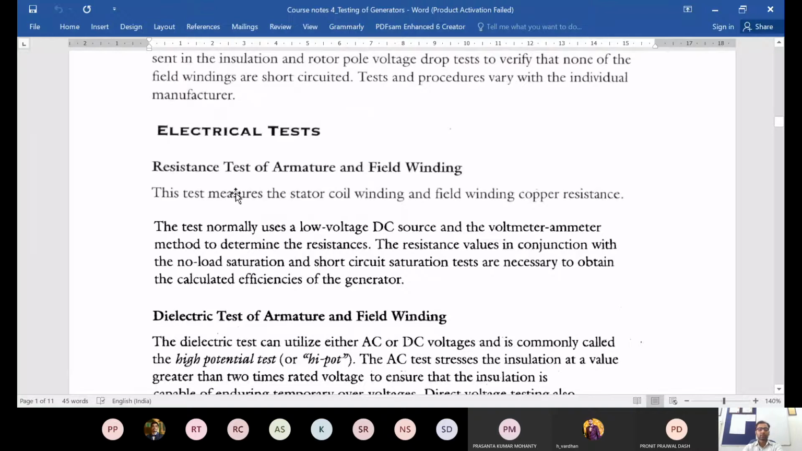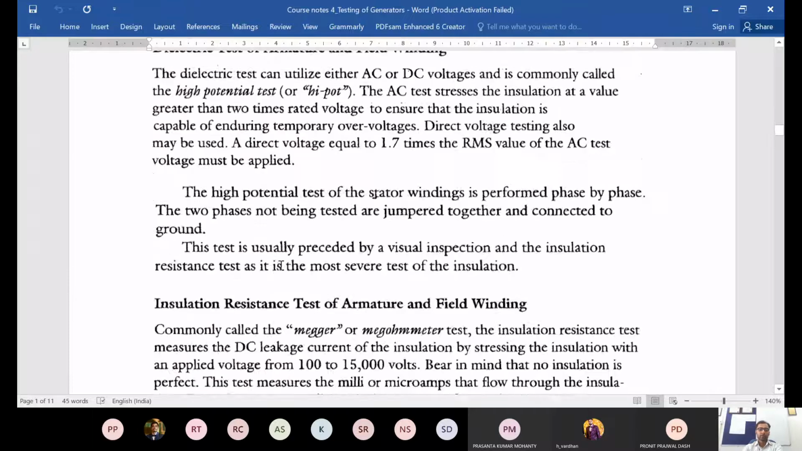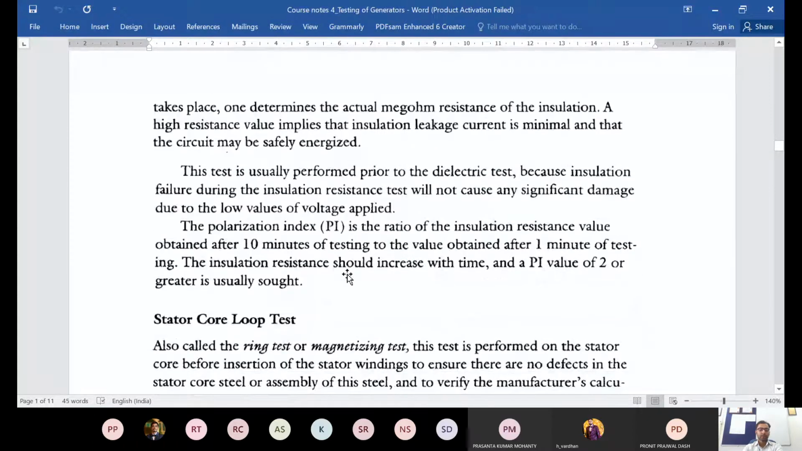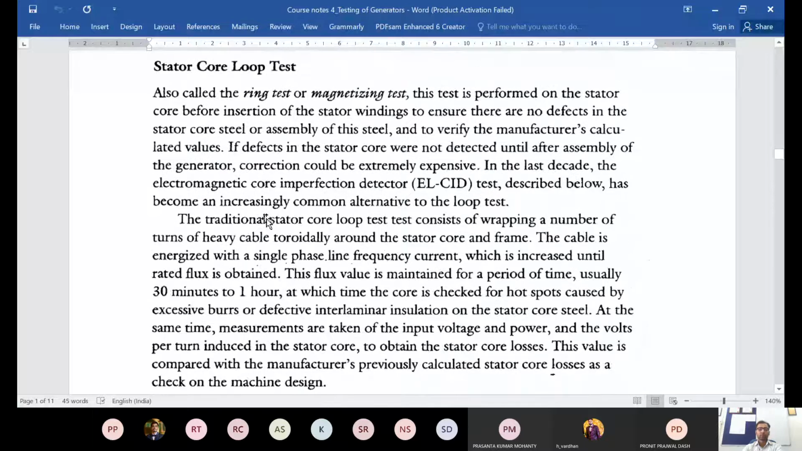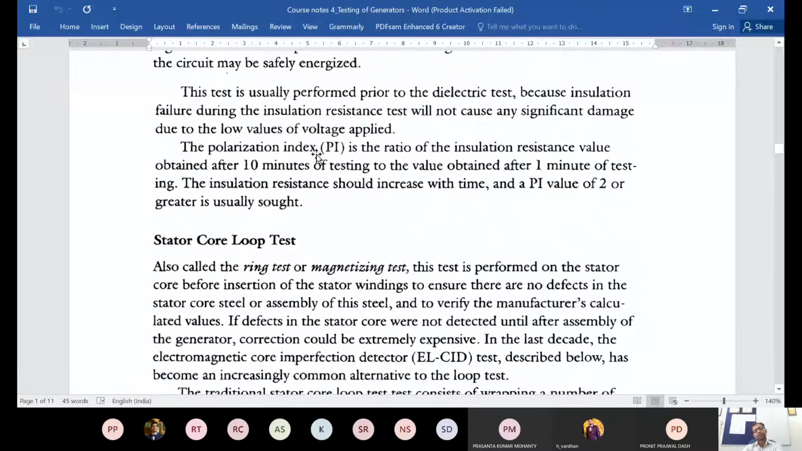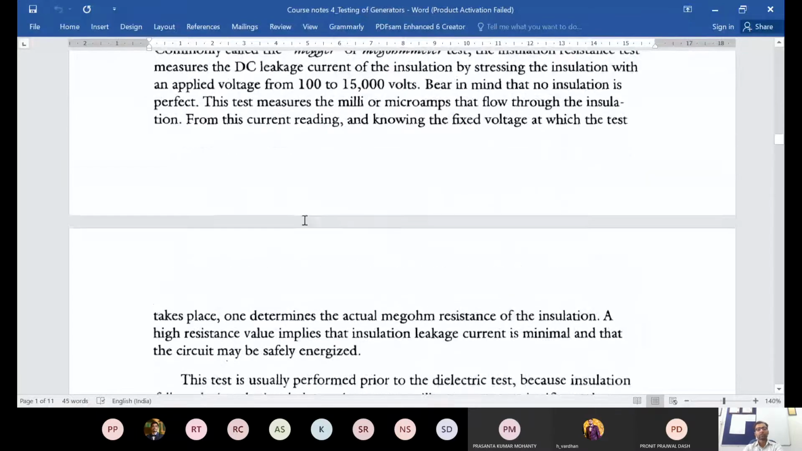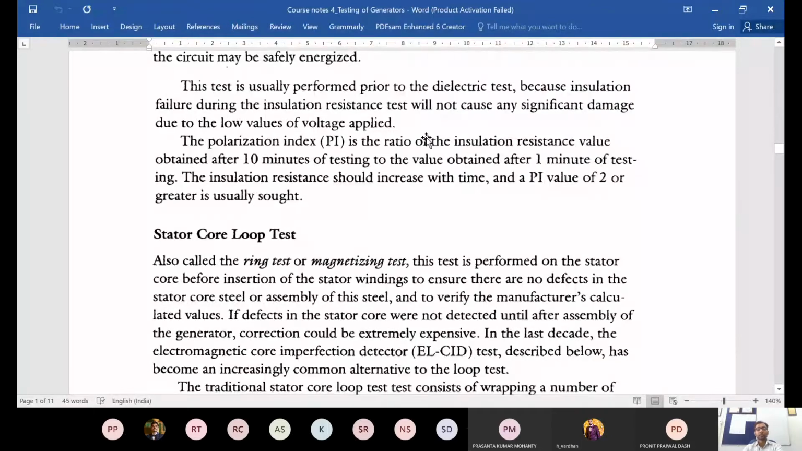Last class we discussed the resistance test of armature and field winding, then the dielectric test of armature and field winding, the insulation resistance test of armature and field winding, and also the stator core loop test. Meanwhile, there was one point about the polarization index. When we measure the insulation resistance, what is observed is that the resistance usually increases with time. The polarization index is defined as the insulation resistance value obtained after 10 minutes to the value obtained after 1 minute of testing.